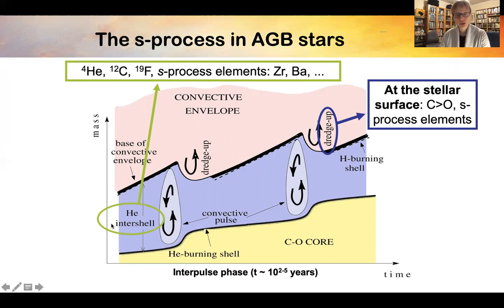In this helium intershell, helium remains unburnt, so partial helium burning. We make carbon-12, maybe fluorine, but that's also where we make s-process elements. We have many of these dredge-up episodes that take some of those fresh metals from the helium shell into the stellar envelope. Repeated mixing can increase the surface carbon abundance such that it's greater than oxygen. So we have a carbon star, and consequently it also mixes up s-process elements. So it's no surprise that we find carbon and s-process enrichment go together. They're hand in hand with each other.